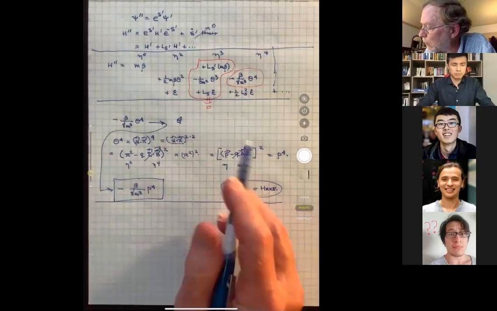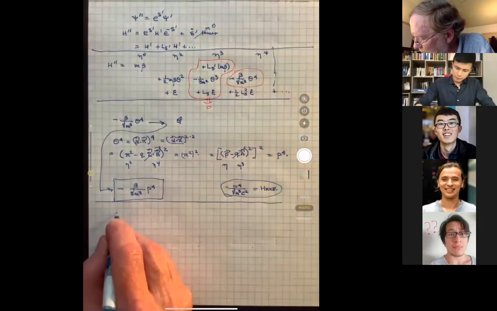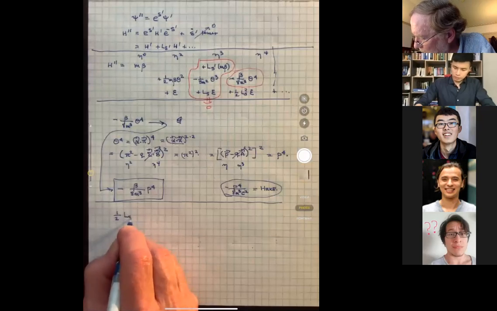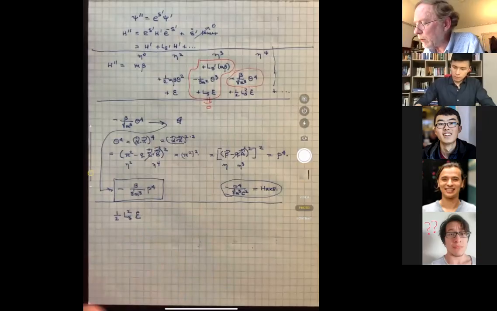What about the other term here, the 1/2 LS squared E? Let's work on that. Calculating this takes a little effort. It gives us some practice in actually calculating commutators. I'll do the calculation for you.